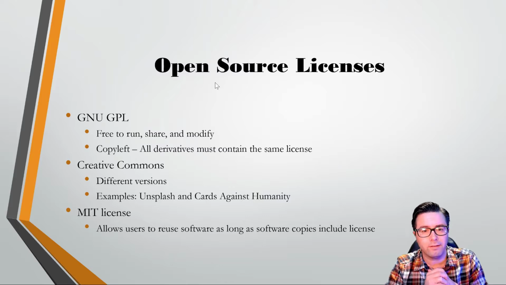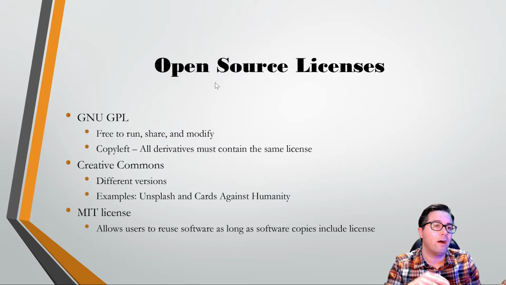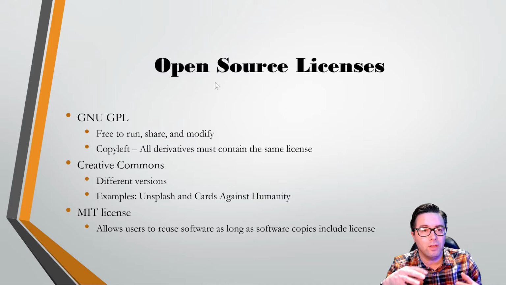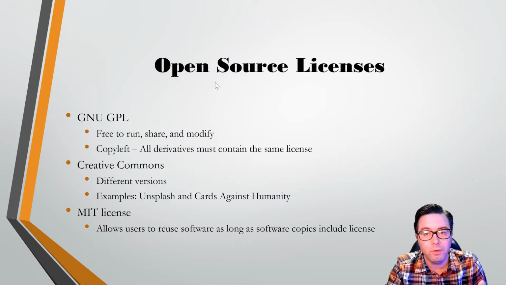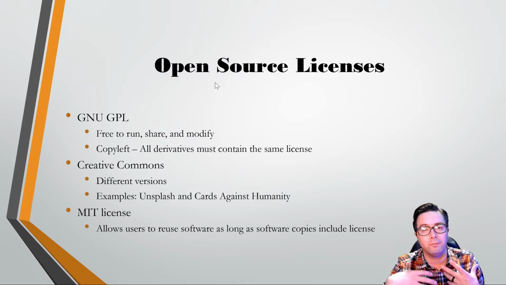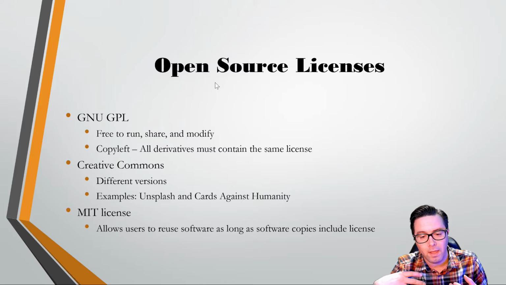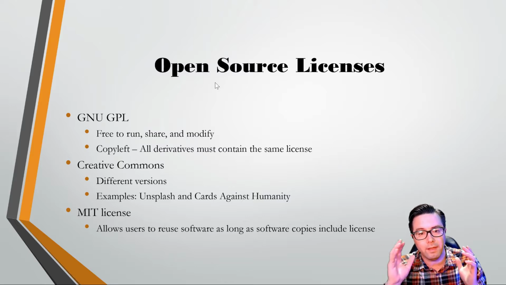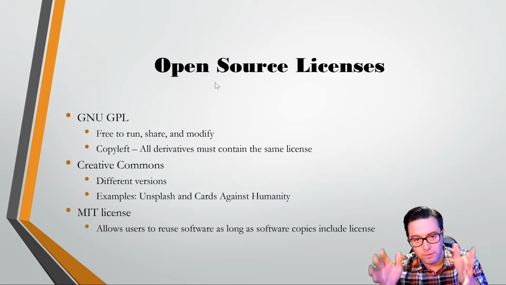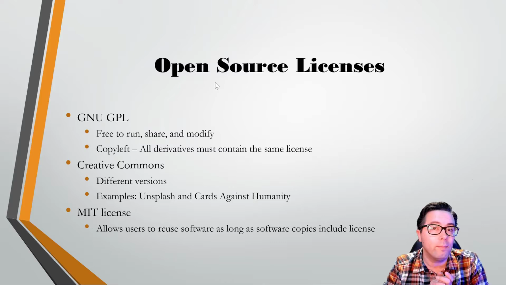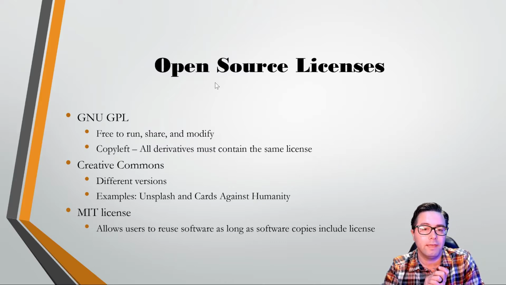So with Creative Commons, if you see it being used, just make sure you know what's required of you. And in my experience, it's pretty easy to see what you can and can't do with it, especially if you're going through the Creative Commons site. So use that. Another open source license is the MIT license.